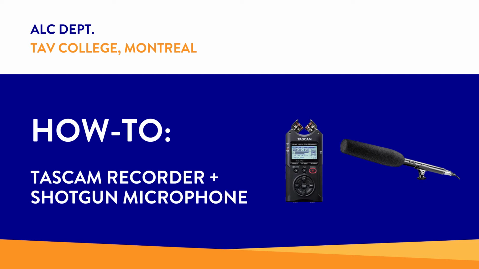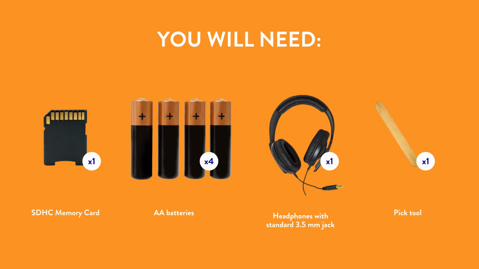In this video, we're going to look at how to connect the Tascam DR-40x digital audio recorder to a shotgun unidirectional microphone. Just a quick note, unidirectional means that the sound is going to be picked up wherever the tip of the microphone is pointed. You're going to need one SDHC memory card, four AA batteries, one set of headphones with a standard 3.5mm jack, and some sort of pick tool for the SD card slot.